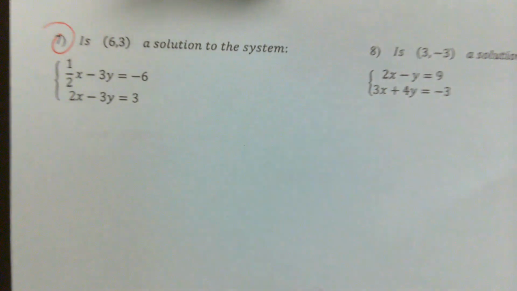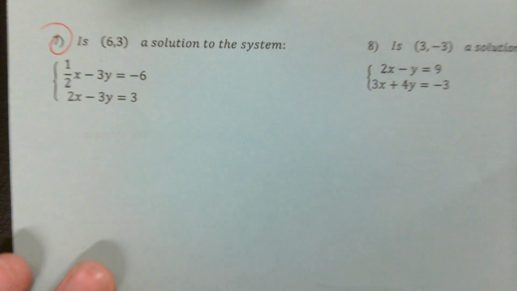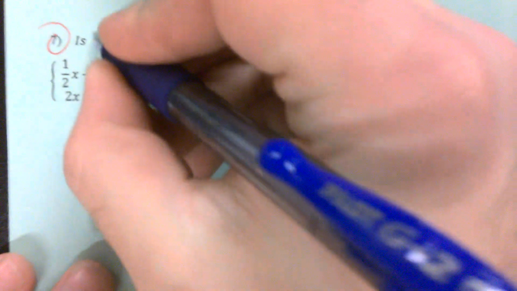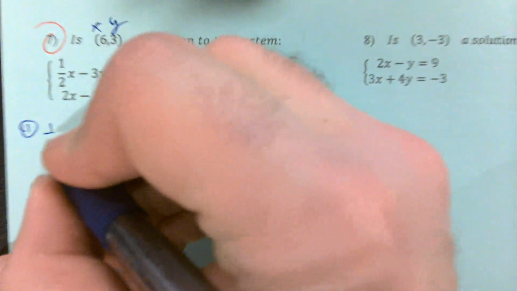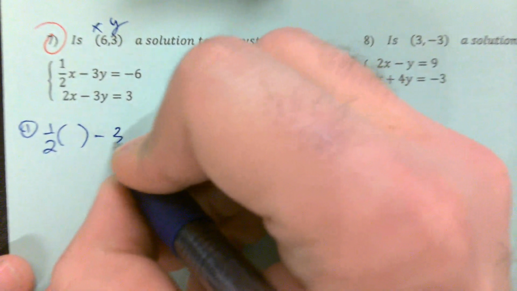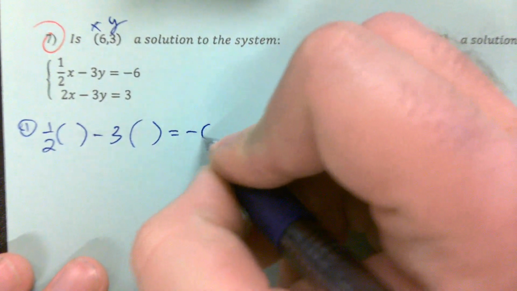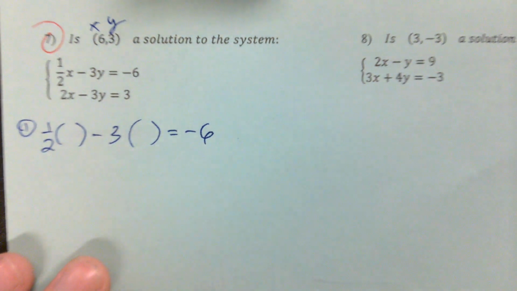Last but not least, let's deal with this fraction here in number 7. My x coordinate's 6, my y coordinate's 3. My first equation, I'm going to have 1/2 x minus 3 times y equals negative 6.